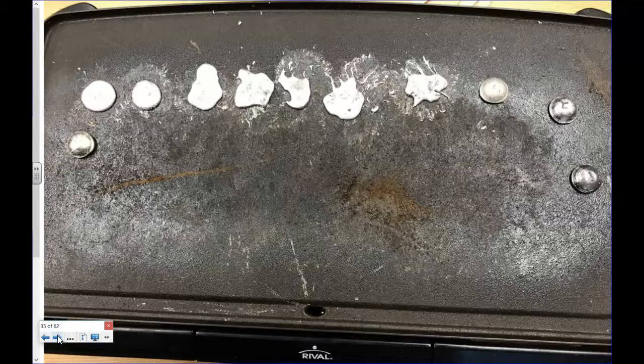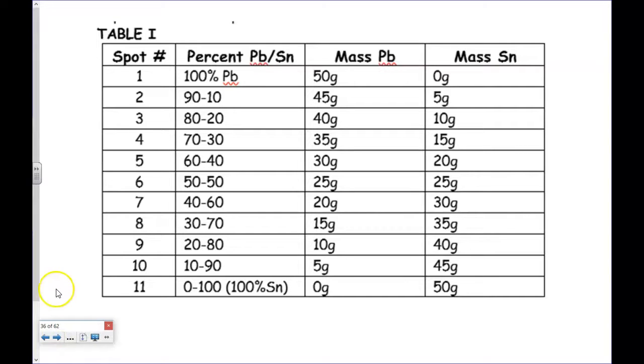What mixture, right? So what we're going to do is set up a lab with all different mixtures of lead and tin, and we're going to heat them on a griddle to try and see how these objects melt. So the first thing that we needed to do was create spots, okay? There are 11 spots in total, and they are all made out of tin and lead, but they have different amounts of each of them in there.